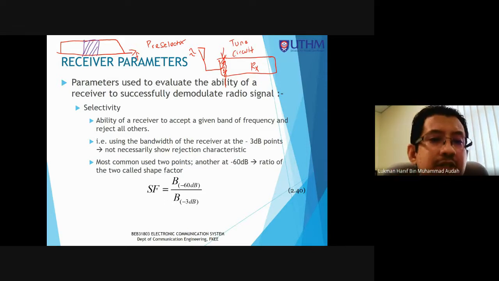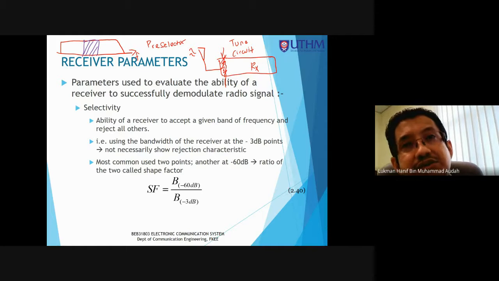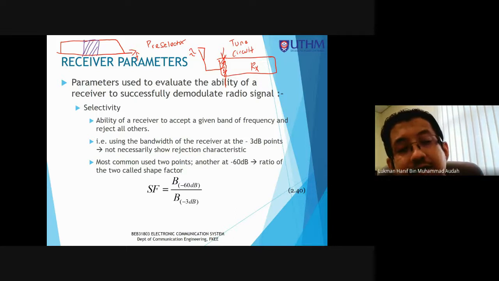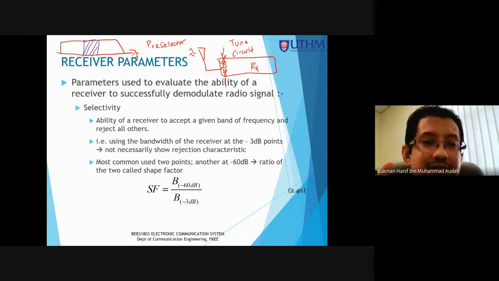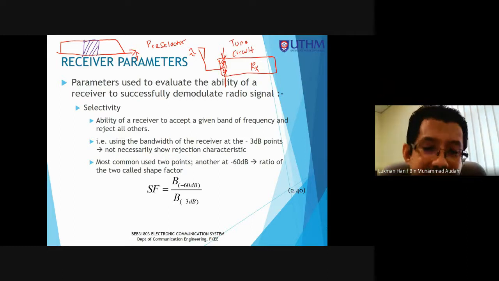Okay, so tune circuit consists of filtering circuits. Okay, dia terdiri daripada filtering circuits. Yang mana slide ini, bermula daripada slide ini, dia menerangkan tentang sifat-sifat filter di dalam tune circuit. So nampak so sekarang kita melihat proses di bahagian hadapan.